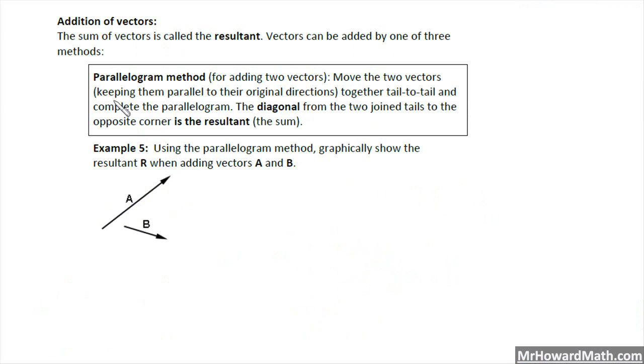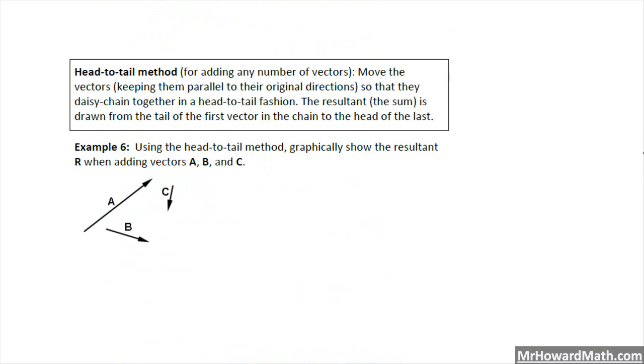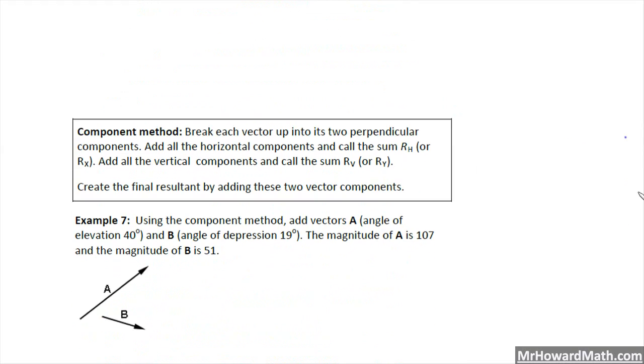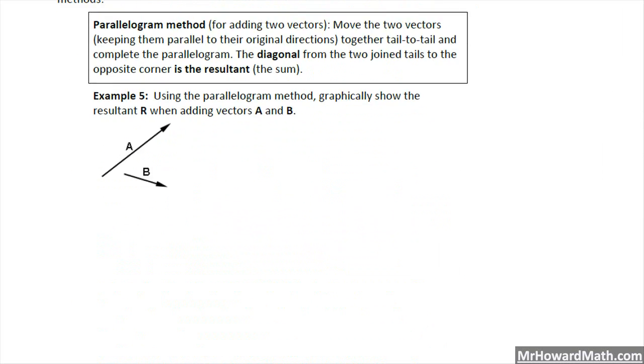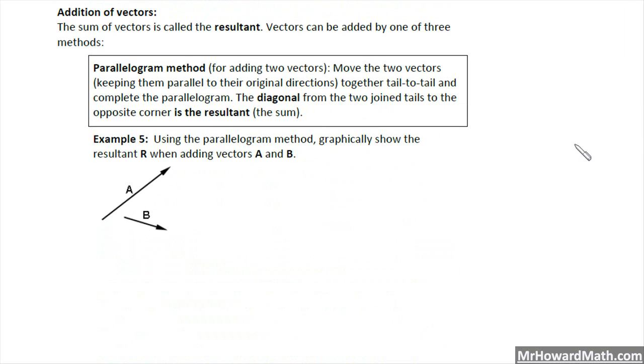All right, this next section here, addition of vectors. So we're combining multiple vectors. The sum of vectors is called the resultant. So when we put more than one vector together, we get a resultant vector. Vectors can be added by one of three methods: the parallelogram method, which we'll discuss here, next the head-to-tail method, and third the component method. So let's start here with the parallelogram method.